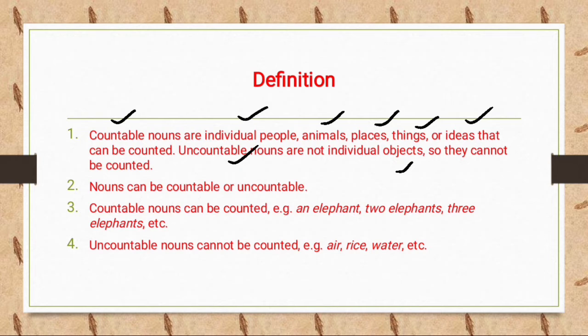Nouns can be countable or uncountable. Countable nouns can be counted, like an elephant, two elephants, three elephants. So these all can be counted. Uncountable nouns cannot be counted, like air, rice, water, etc.